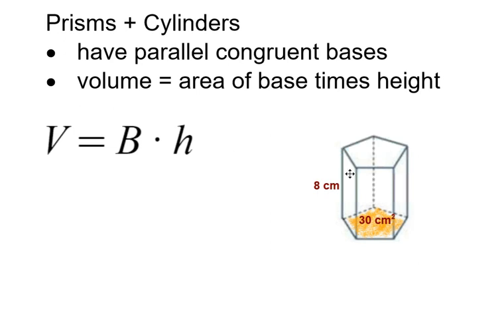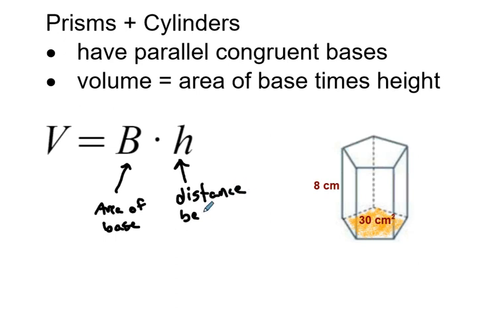I have an example right over here with a pentagon. And our formula is really quite simple. You take the area of the base times the height. And this is the formula you'll want to have listed for these. It's important to note that this big B is referring to the area of the base. And the height here, another way to think of it is the distance between the bases. So the distance between our two bases.